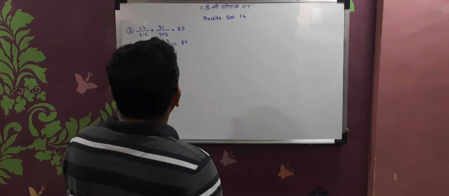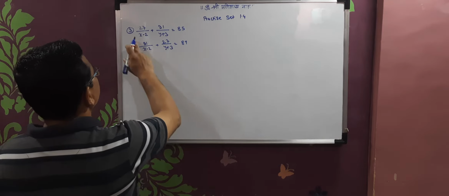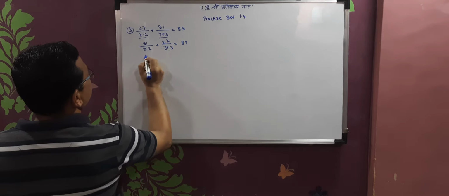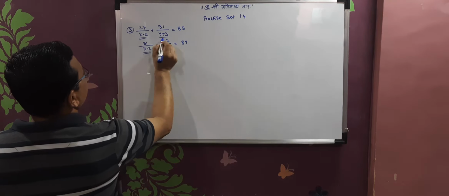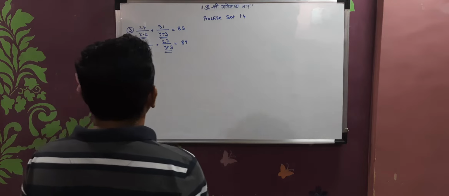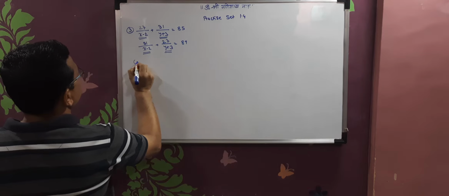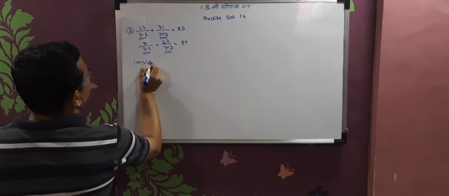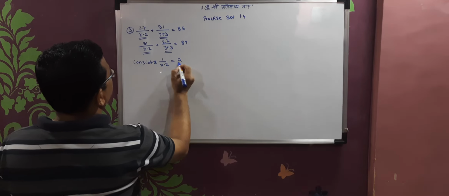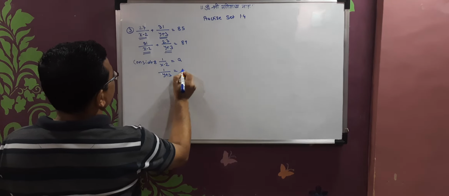As in the earlier problems, we have to convert these variables into new variables. There are two variables here: x minus 2 and y plus 3, and here also x minus 2 and y plus 3. So we are going to consider new variables instead of these. Consider 1 upon x minus 2 is equal to a, and 1 upon y plus 3 is equal to b.